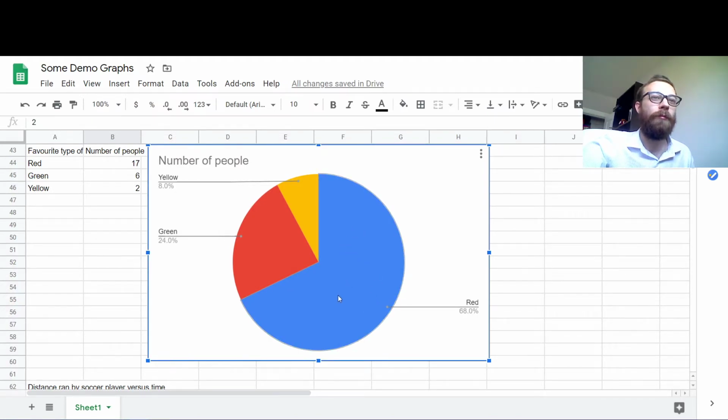Anyways, our red is blue. So our red apples have 68% of people who chose it, green apples have 24%, and yellow has 8% of people.